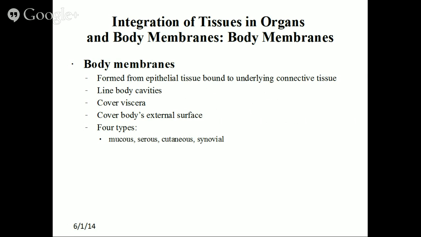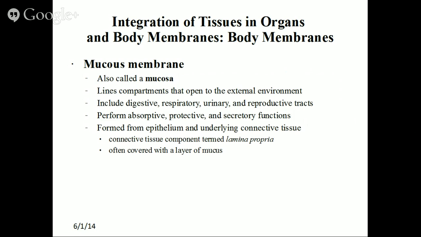Notice that they line body cavities. They cover viscera. When you say cover viscera, you're saying that they cover internal organs. They cover internal tissues of the body. They can cover the body's external surface, so you're outside. And there's four different types of membranes. There's mucous membranes, serous membranes, cutaneous membranes, and synovial membranes.